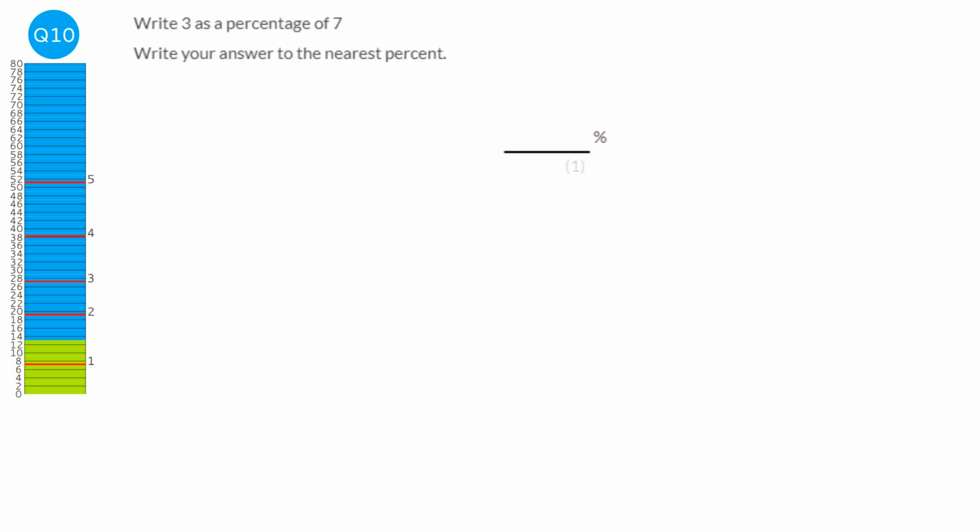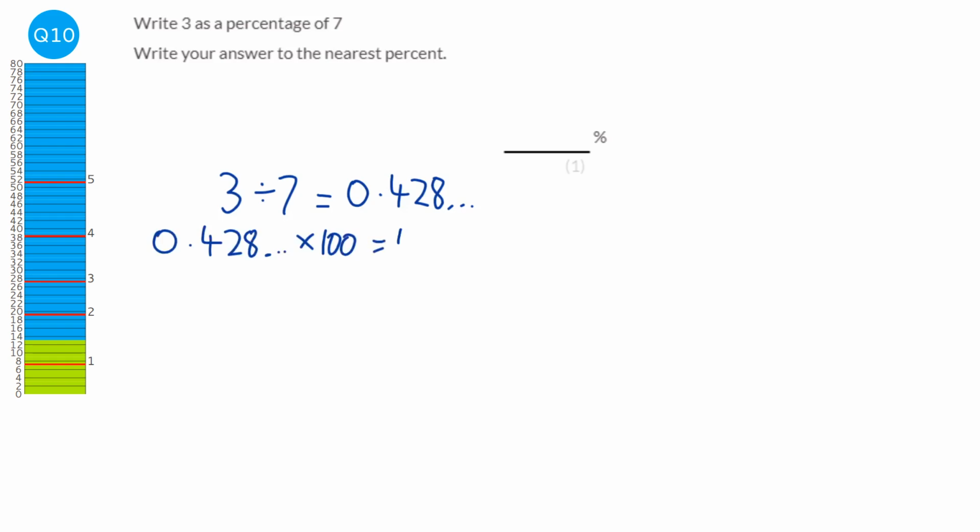So what we can do here is we can do 3 divided by 7. To find out what 3 is as a percentage of 7, find out what that is as a decimal, which would be 0.428, and so on. And then to convert a decimal into a percentage, we times by 100, so we get that 0.428 and we're going to times it by 100, and that will be 42.857. And it wants it to the nearest percent, so that's going to round to 43%.